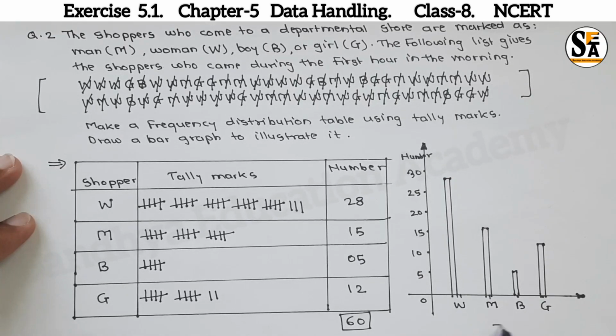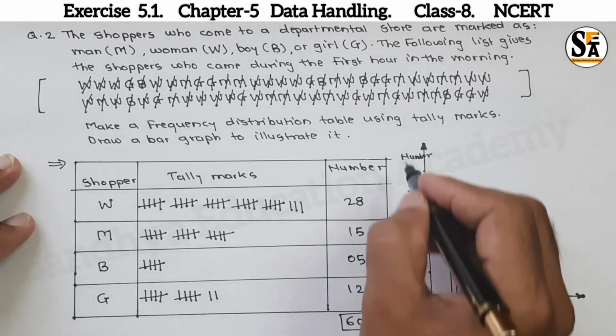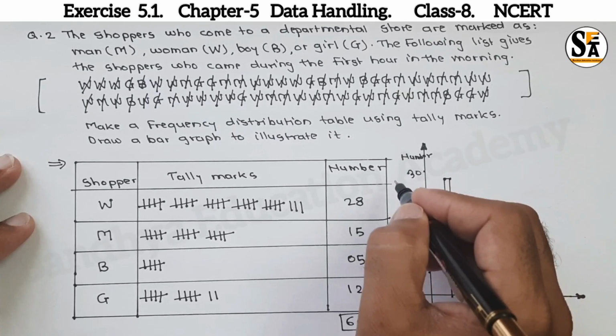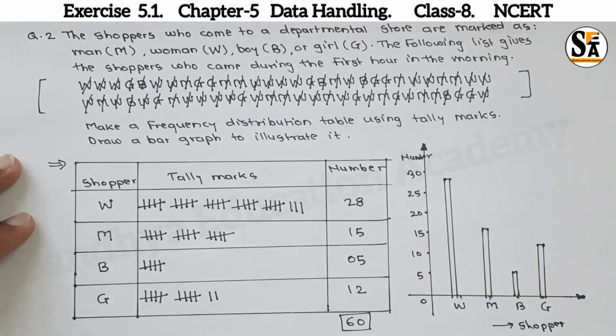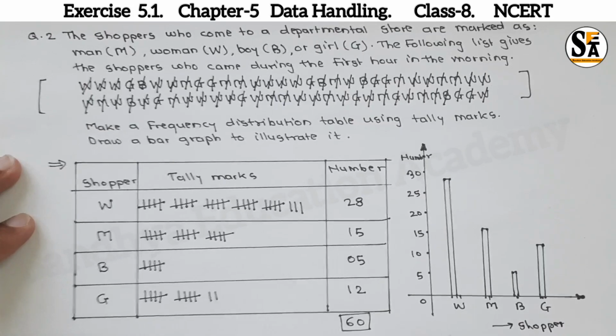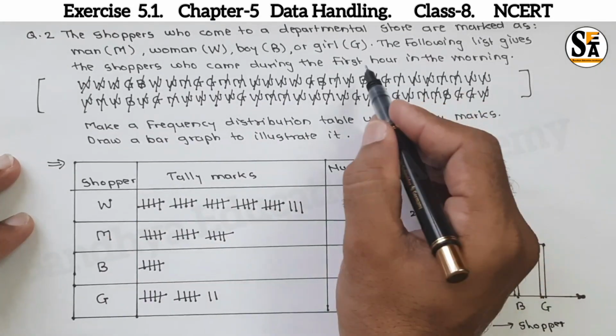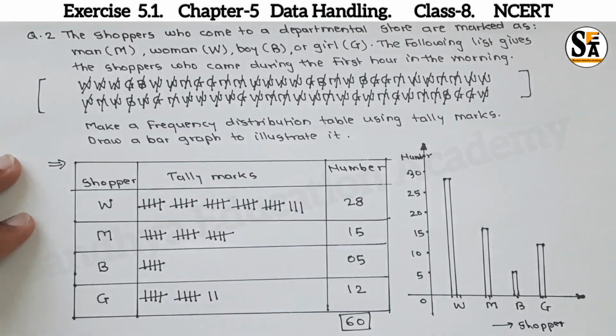On this axis there are shoppers. We have written shoppers, and on the y-axis, the vertical axis, there is the frequency of shoppers, that is the number of shoppers. And all this is data for the first hour in the morning.